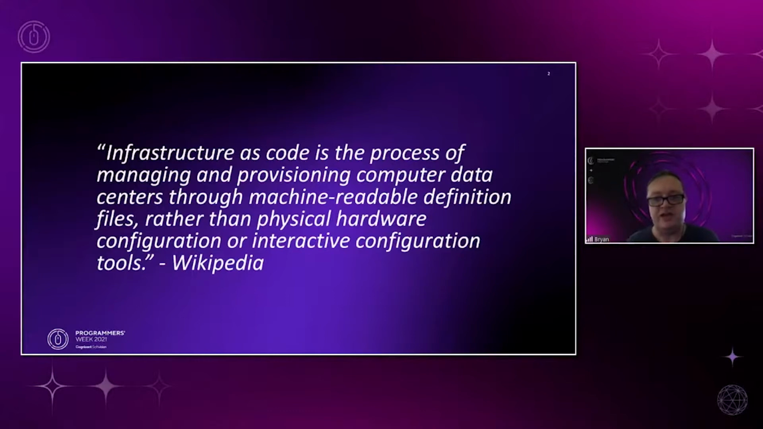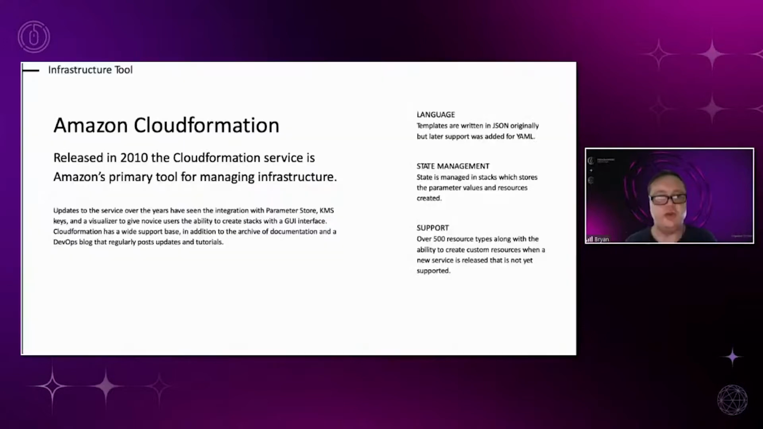Now, this is the most common and relatively universal definition for this. For it, a number of tools have emerged. In Amazon Cloud Infrastructure, we have two of the largest ones. First would be Amazon CloudFormation. This is one of the earliest tools for managing infrastructure as code. It was released in 2010. It is Amazon's principal tool for managing their infrastructure.